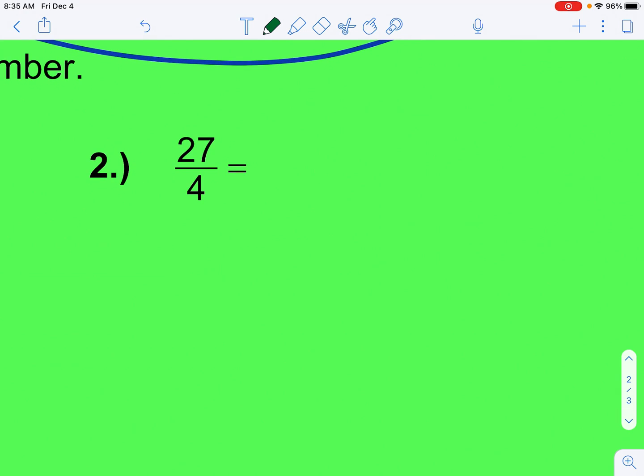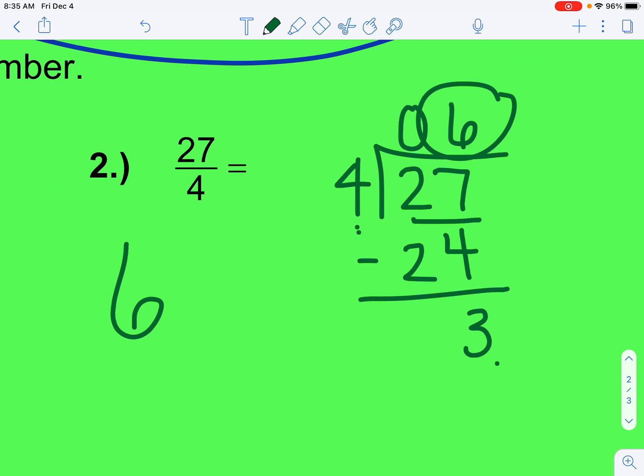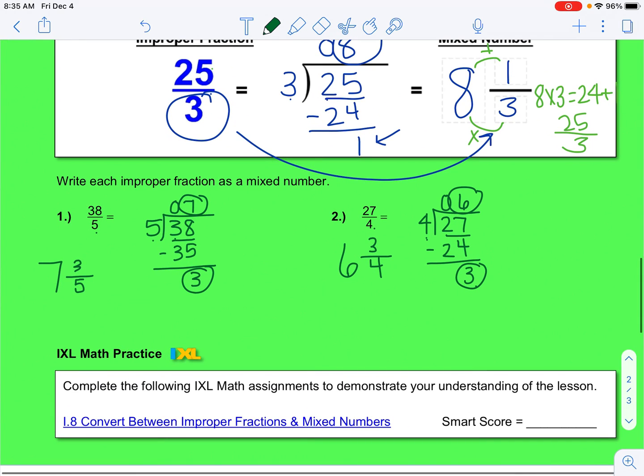Alright, and our last one, we have 27 over 4. Again, we divide these numbers. We're going to take 27 divided by 4. 4 does not fit inside 2, but 4 fits inside 27 6 times. 4 times 6 gives us 24, and subtract. 7 minus 4 is 3. 2 minus 2 is 0. And we're all done because 3 does not fit inside 4. Alright, so we had 6 full whole numbers. But we had 3 left over, so that's our numerator, and our denominator is what it was in the problem. So 6 3/4.